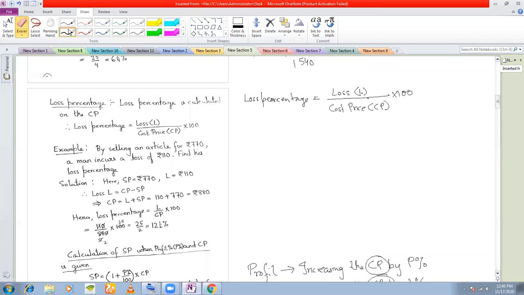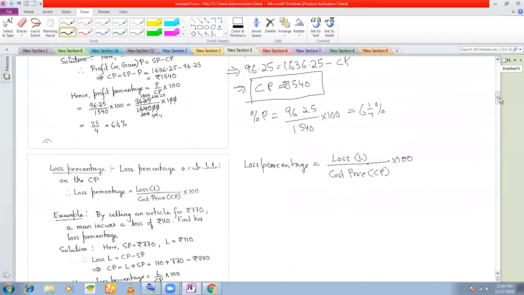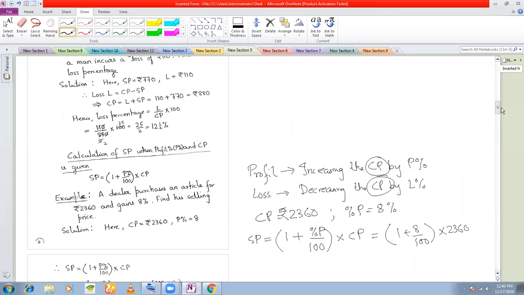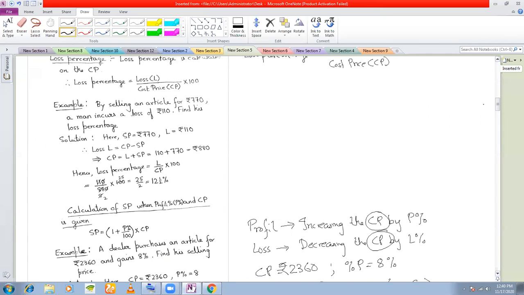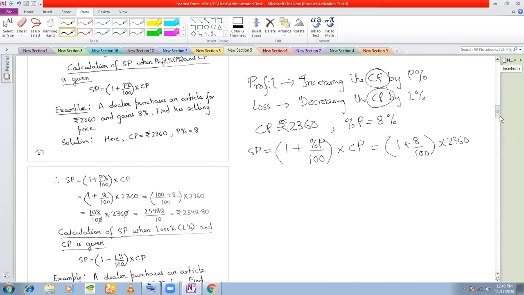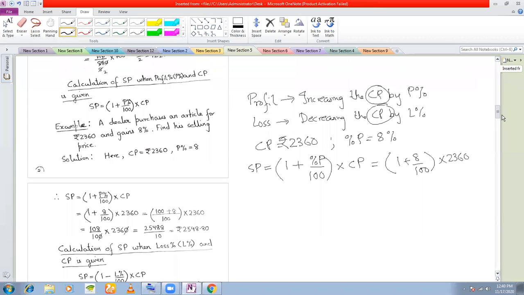So let us see one problem here based on your loss percentage. By selling an article for rupees 770, a man incurs the loss of 110. I think I had done this problem. Okay, fine. And what I was doing was how to find out the selling price when percentage profit is given or when percentage loss is given.